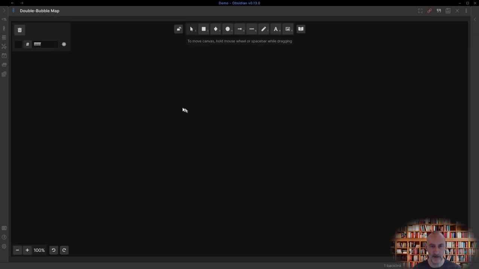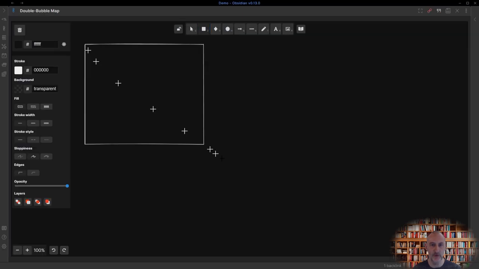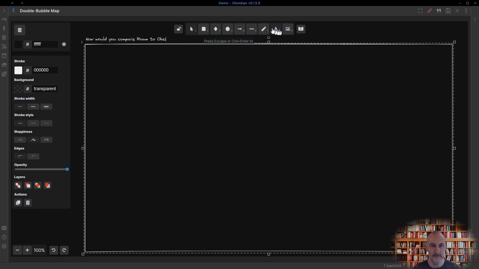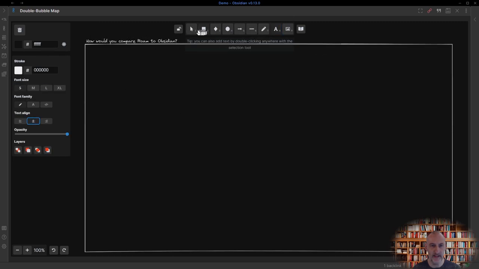Use the double bubble map to compare and contrast things. Let's compare and contrast two popular PKM tools, Roam and Obsidian. How would you compare Roam to Obsidian?